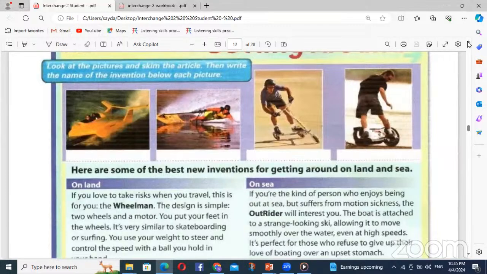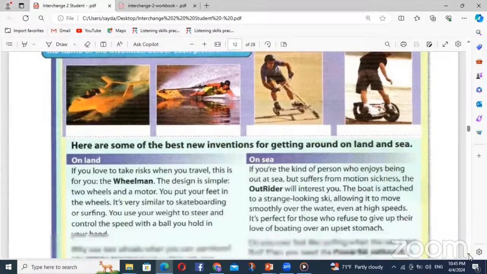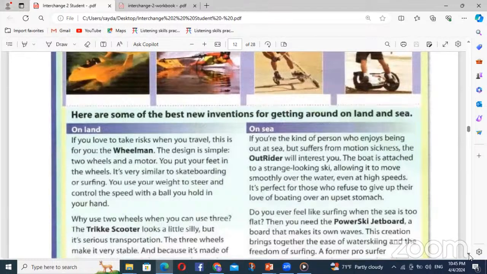2 wheels and motors. You put your feet in the wheels. It's very similar to skateboarding. The last one. The last one, number 4. Okay, تمام. طيب نشوف بقى the other one.